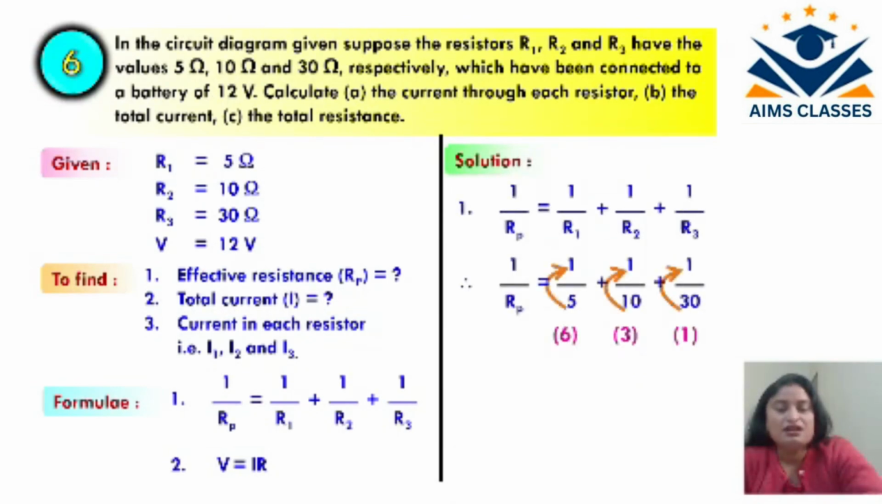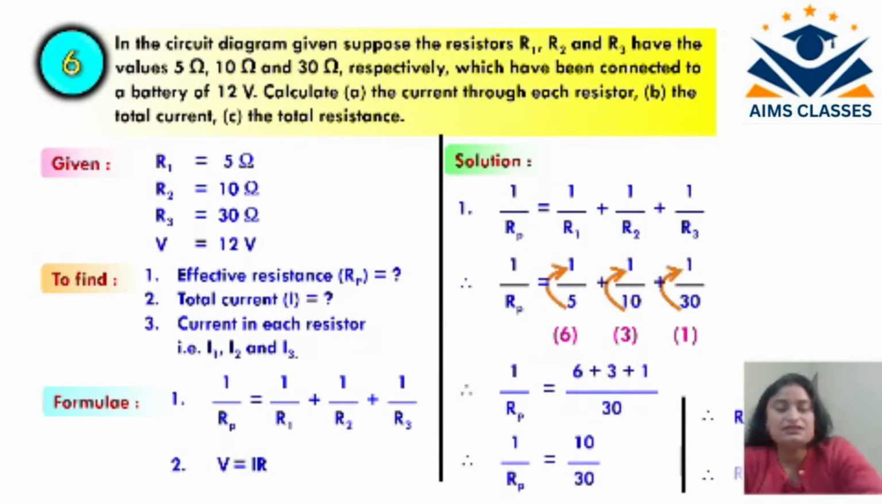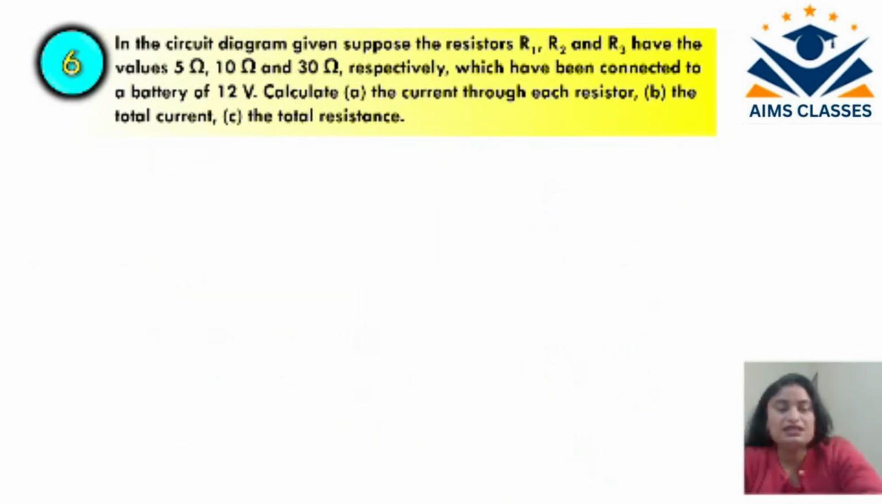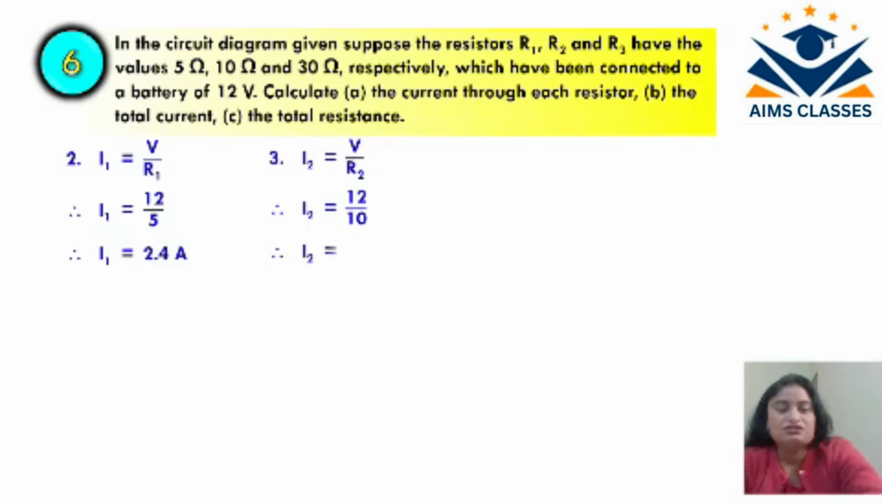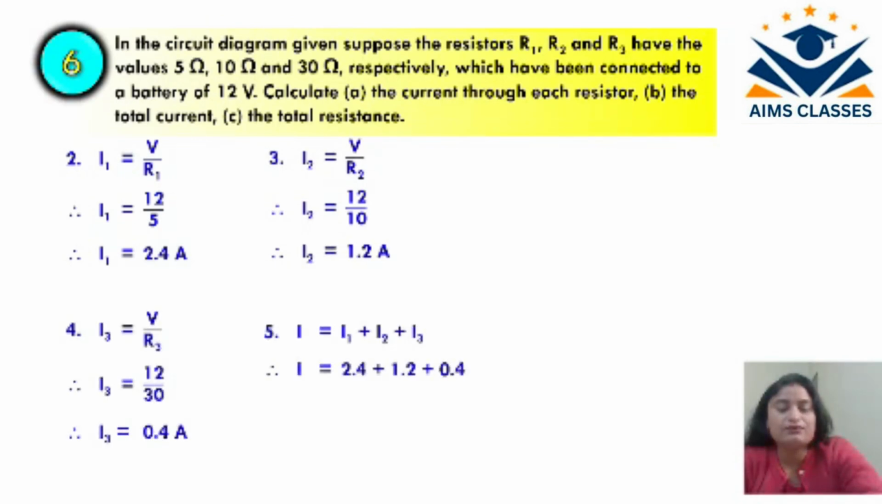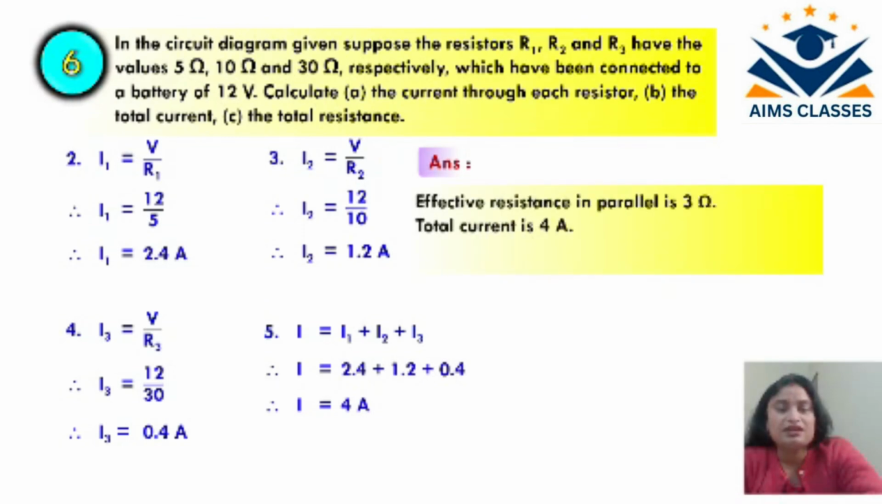We get RP. RP equal to 1 by 3 means 3 ohm, and total current I equal to, first of all find I1, I2 and I3. So in this way total current is I1 plus I2 plus I3. So 4 ampere is the total current, and then the total resistance.